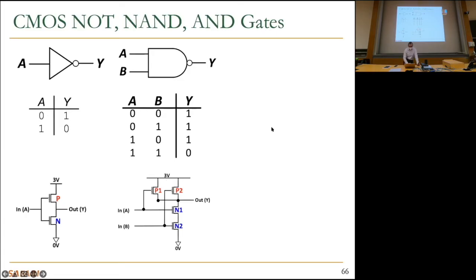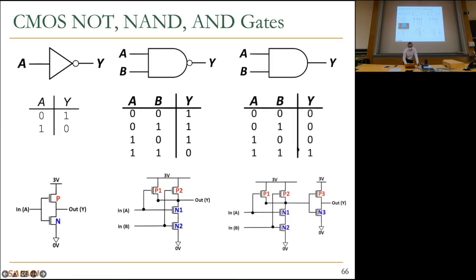And this is hopefully coming. Yeah, it's coming slowly. I'm going to put this somewhere over here. Okay. This is our AND gate. This is the schematic, truth table, transistor level implementation in CMOS.